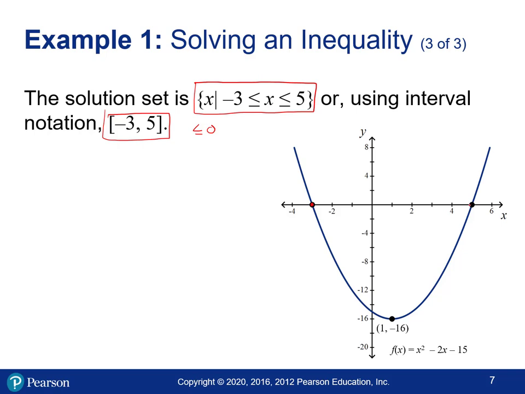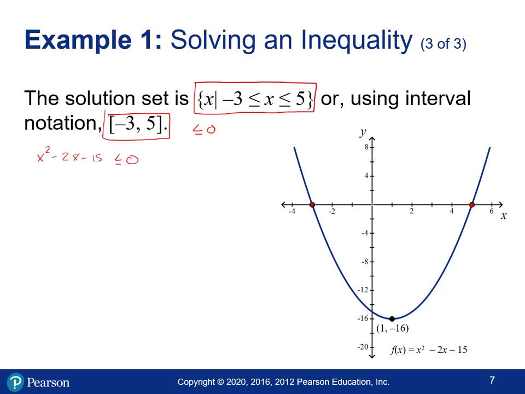We can include where it touches the x-axis, where it's 0. And so if we pick any x number in between -3 and 5, and we plug it back into our function, it will satisfy this original inequality. And you can check if you're not sure you did this correctly. Pick any number between -3 and 5, and you should get that it satisfies this.